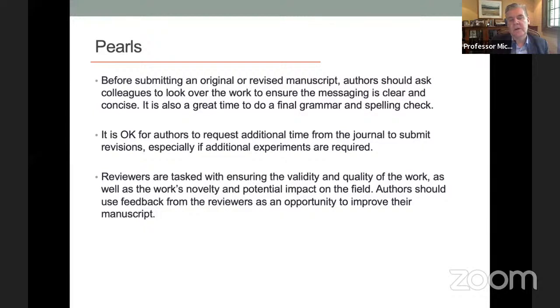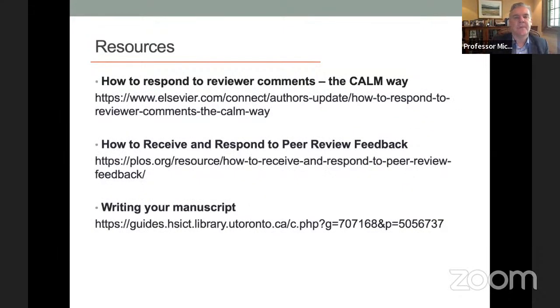Now, an important task of the reviewer is to ensure the validity and the quality of the work, as well as to assess the work's novelty and potential impact on the field. You're really the guardian of the science as a reviewer. The author should use the feedback from the reviewers as an opportunity to improve their manuscript. And so, in a sense, the reviewer also has a mentoring relationship. And so you can assist the authors with enhancing the science. And ultimately, when the article is published, it's a reflection on the journal. So you want to have excellent science being published in the journal.